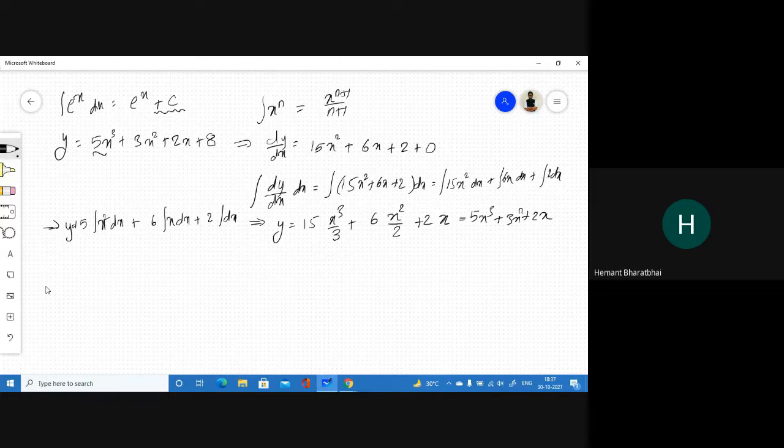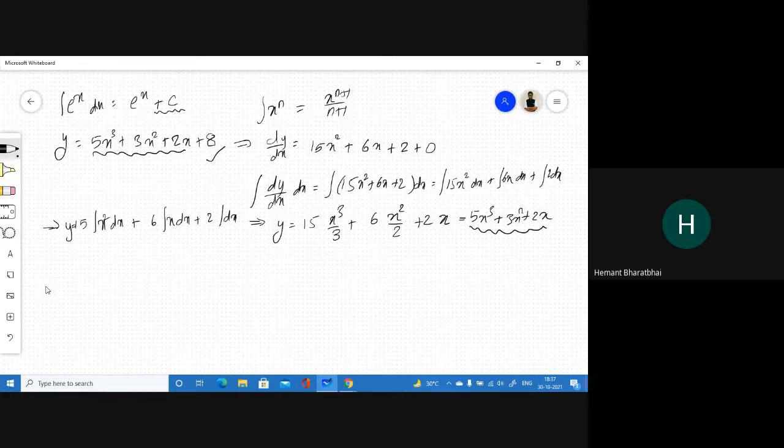So till here you have got the same value of y, but you did not get this plus 8. Now, why did you not get this plus 8? Because the derivative of a constant is 0. So if in the original function there is some constant and we take the derivative, its derivative will become 0 and that constant will not be there.